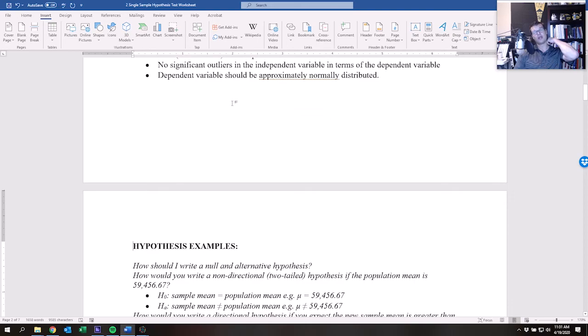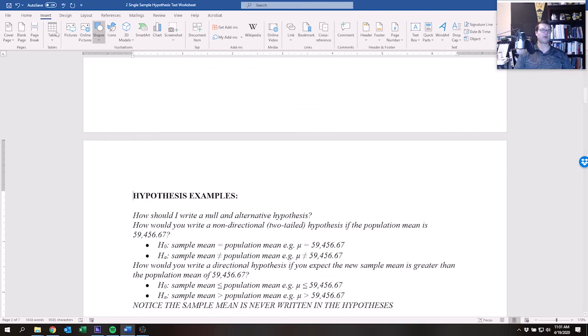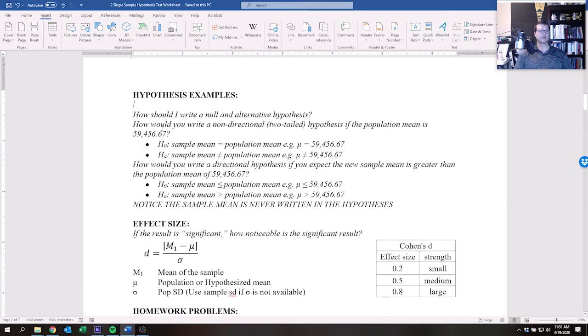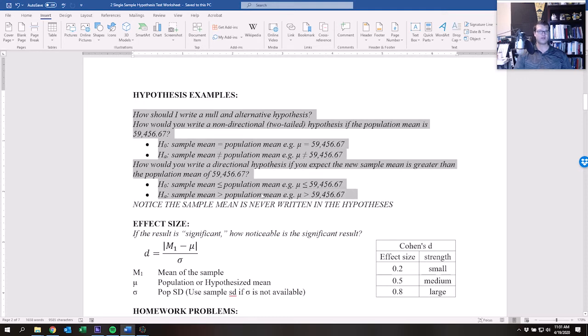So let's look at some hypotheses examples. Okay, so how should you write a null and alternative hypothesis? This is written out in such a way that you would be able to see how you'd write a non-directional hypothesis. This is how you would write a directional hypothesis.